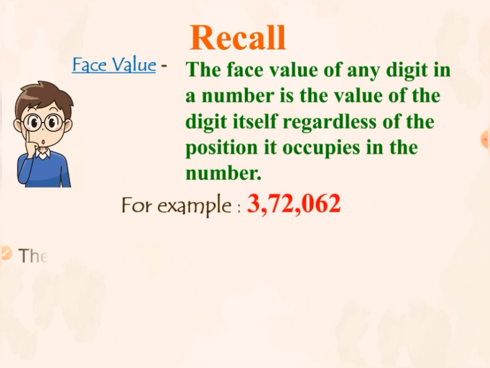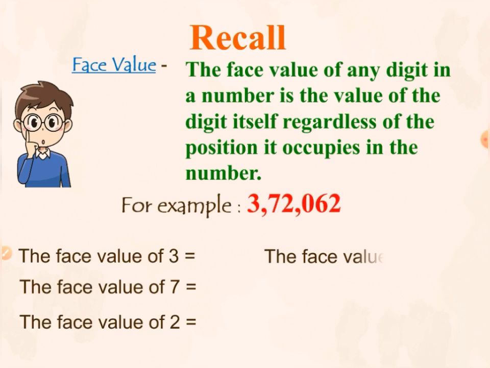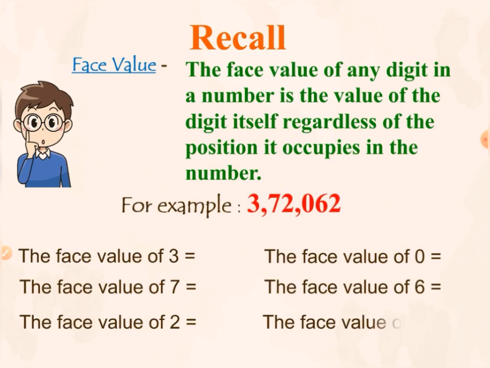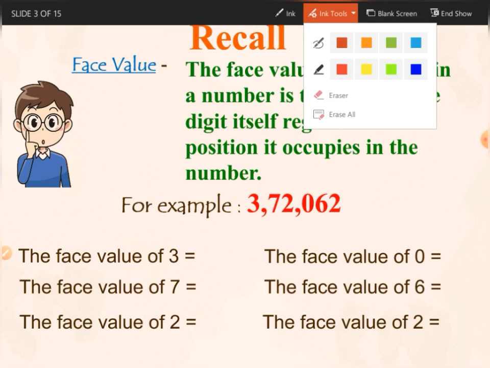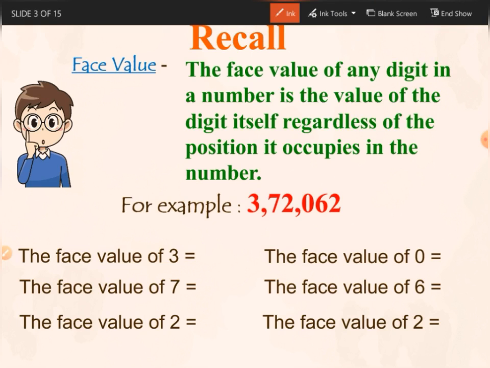Let us take one example and we'll find the face value of each digit in this number. So we have 3,72,062. We'll write the face value of each digit. It will be 3, 7, 2, 0, 6 and 2.